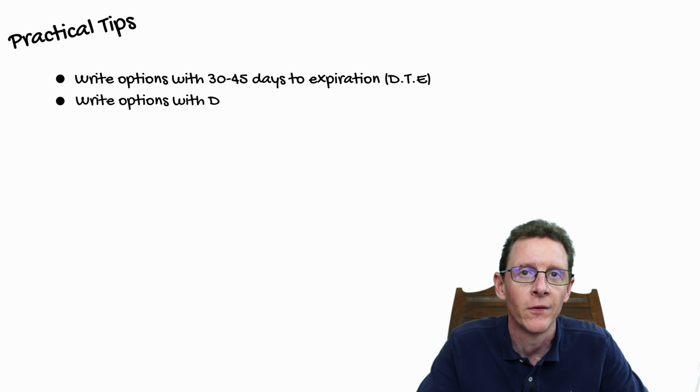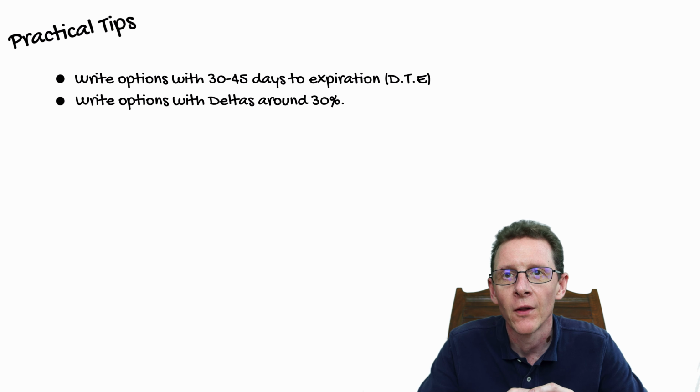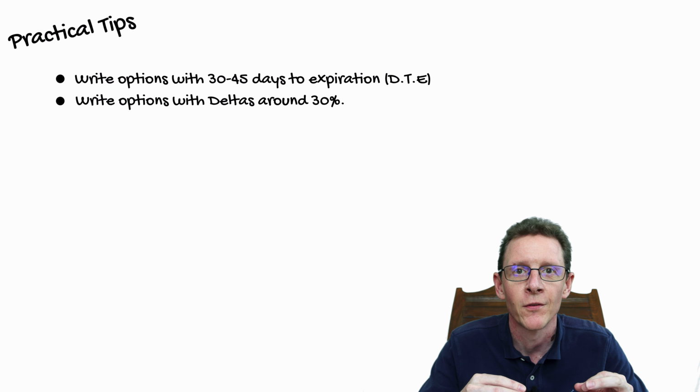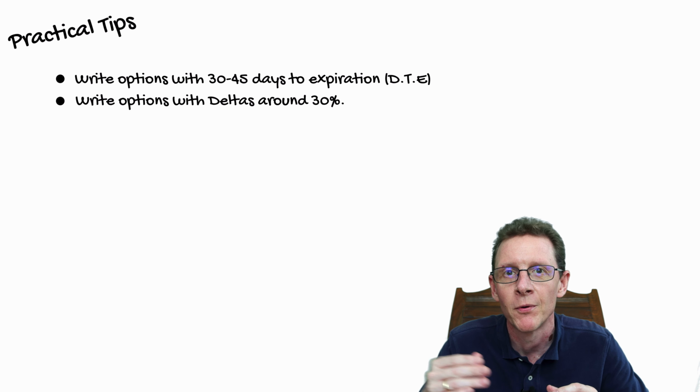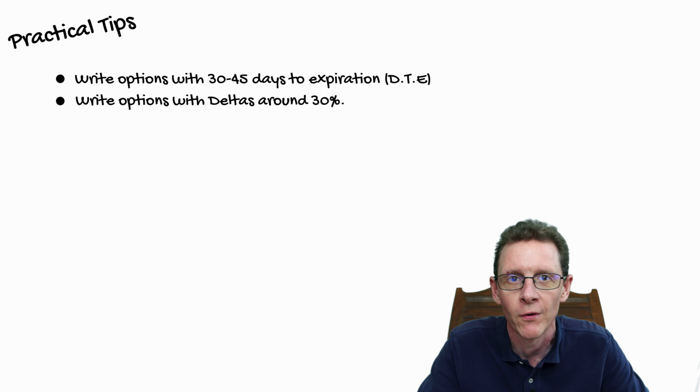Consider options around a 30 delta. We can think of an option's delta as the probability of it expiring in the money. A 30 delta option then has approximately a 70% chance of expiring worthless, while the out of the money premiums at these levels tend to still be quite attractive.